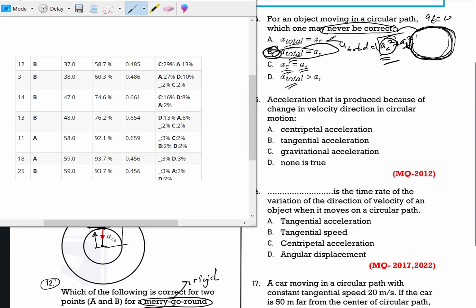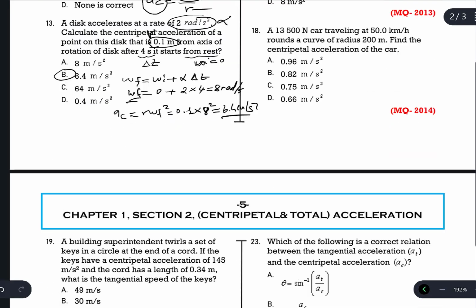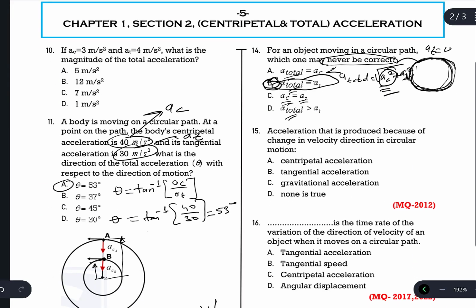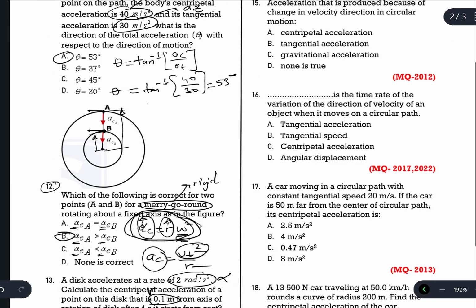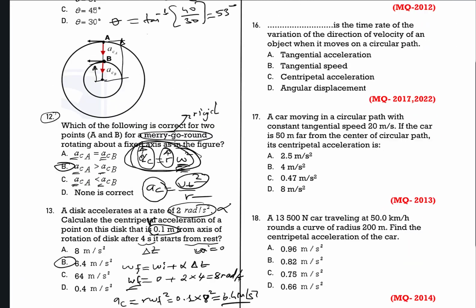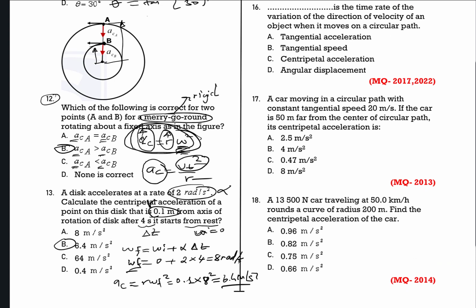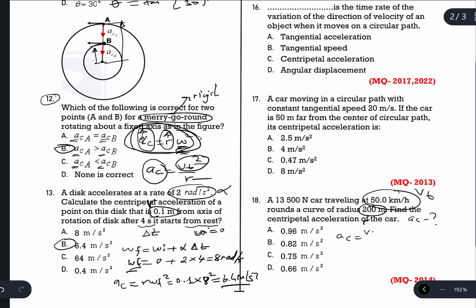Next one is question number 18. Question number 18 is similar to the previous one we just solved, but the pattern is a little different. A car traveling at 50 km per hour rounds a curve of radius 200 meters. Find the centripetal acceleration. AC is the question in here. This is given as tangential speed. This is given the radius. So VT is given, R is given. We can calculate AC by VT squared over R only.